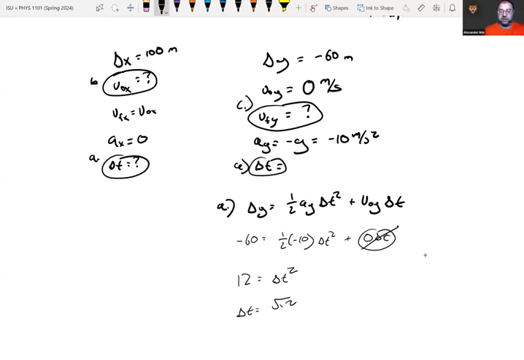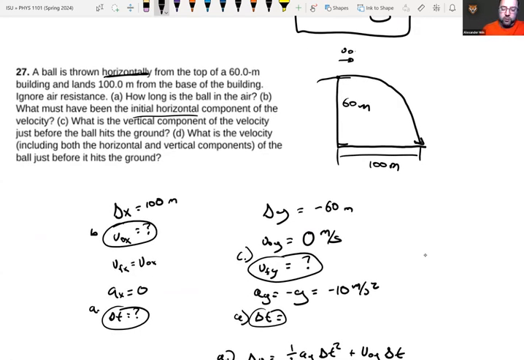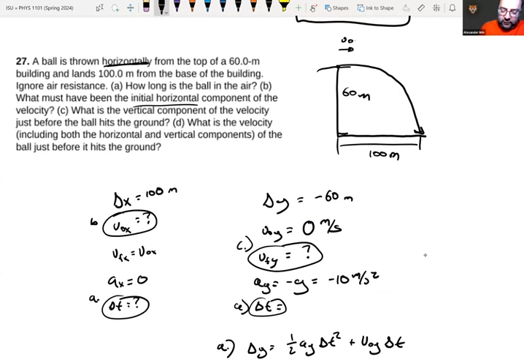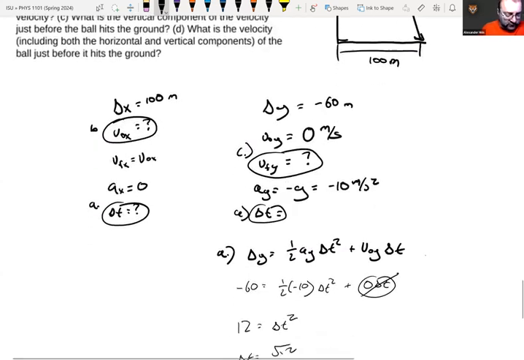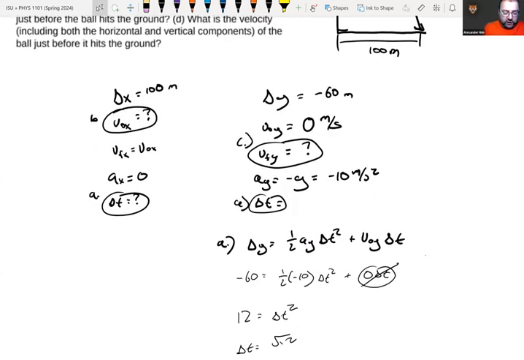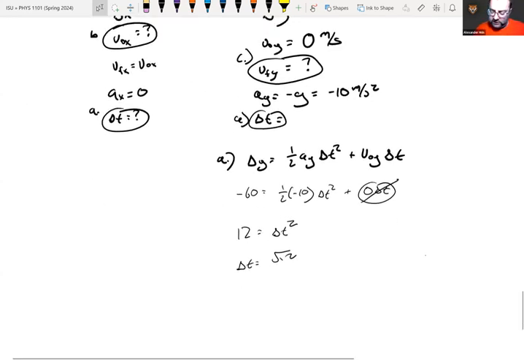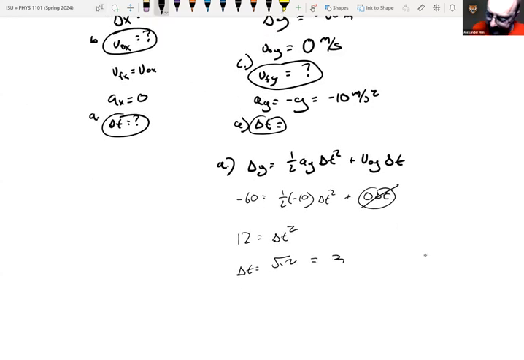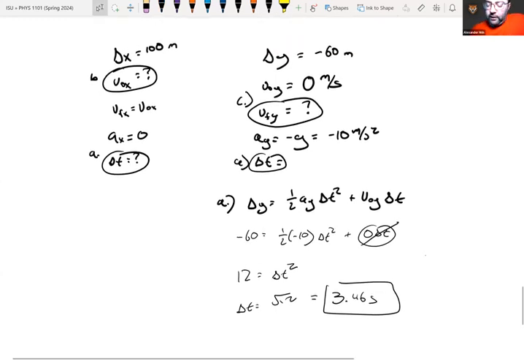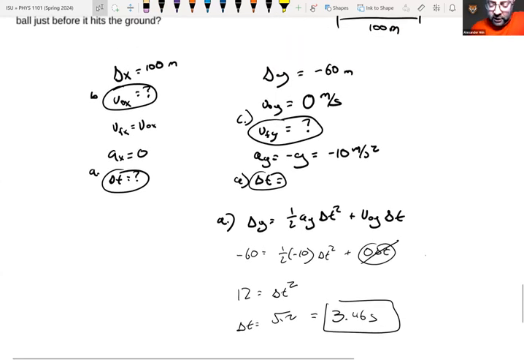Looking back up at the problem, the 100.0 looks like 4 significant figures, but actually only 3 because the 60 only gives us 3. So this is another case where 3 sig figs will be fine. The square root of 12 is 3.46, so 3.46 seconds. We are actually going to need to use that for part B.